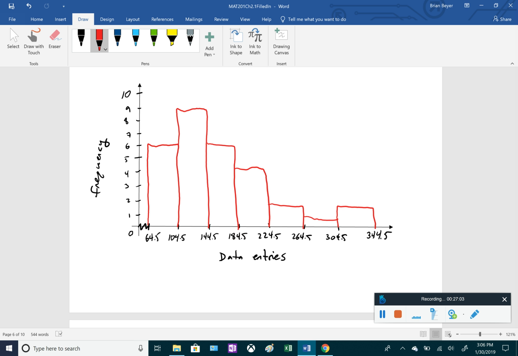So it's a nice visual. Graphs are just a nice visual for us, so we don't have to sit there and stare at the data entries and decide what's important and where the data lies. We just have to look at it. So we can see that most of the data lies on the bottom half of these classes.